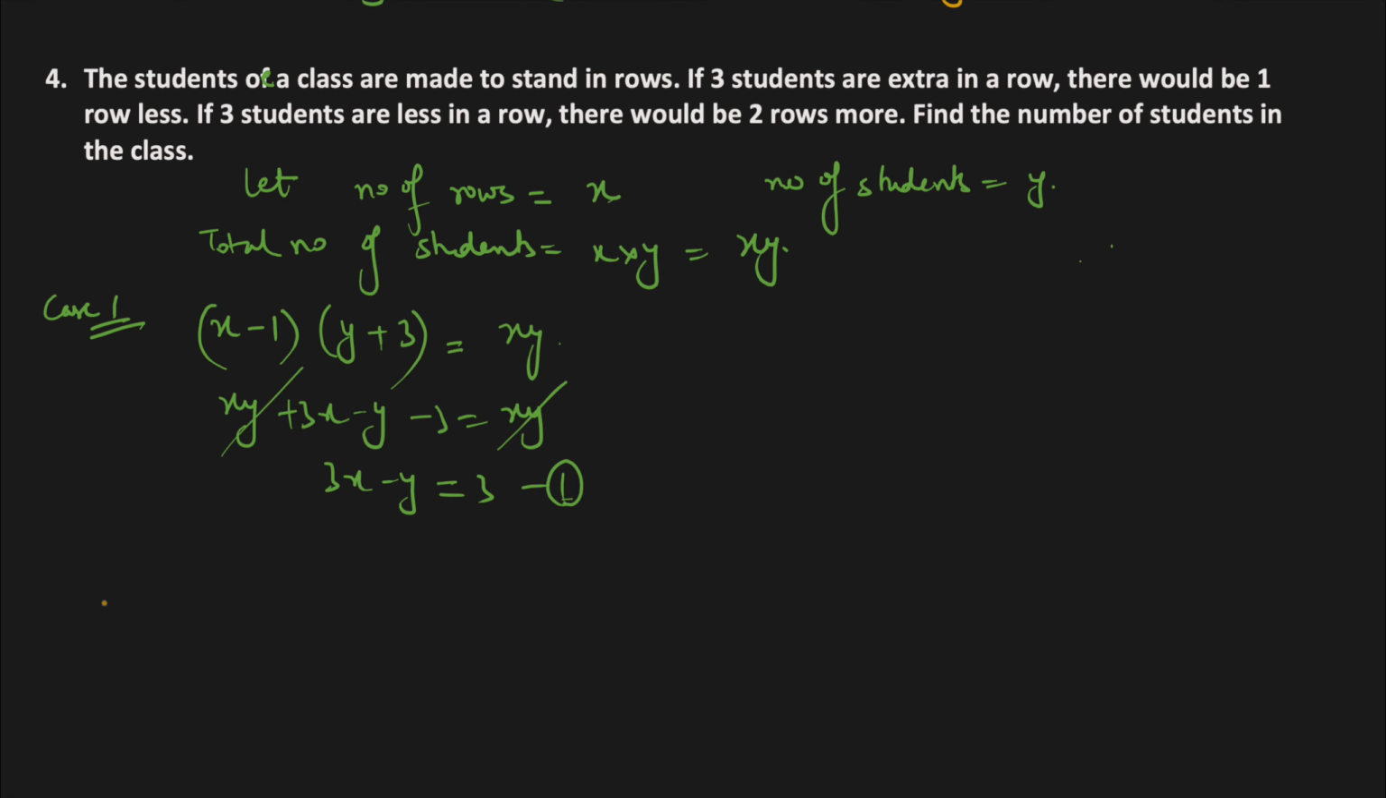Now case 2 ले लेते हैं. Let's take case 2. Here, if 3 students are less, the number of rows would be increased by 2. There will be 2 more rows. So x plus 2, x was number of rows, so उसमें plus 2, and y was the number of students, so उसमें we will do, there are 3 less students, but total students will remain the same. See what we are doing, number of students same रख रहे हैं, बस row को कम या बढ़ा रहे हैं, तो students change हो जाएंगे per row then, correct? But total number of students will remain the same.